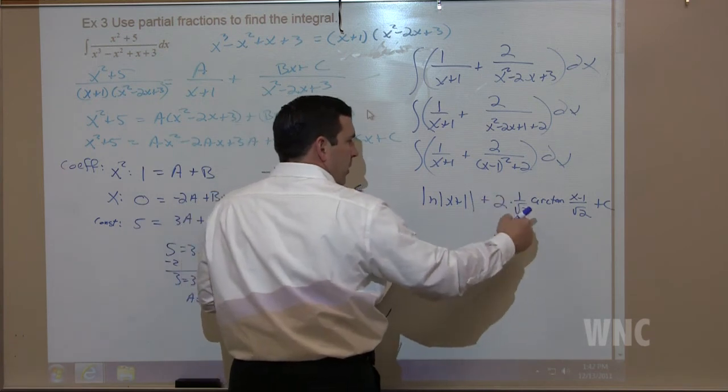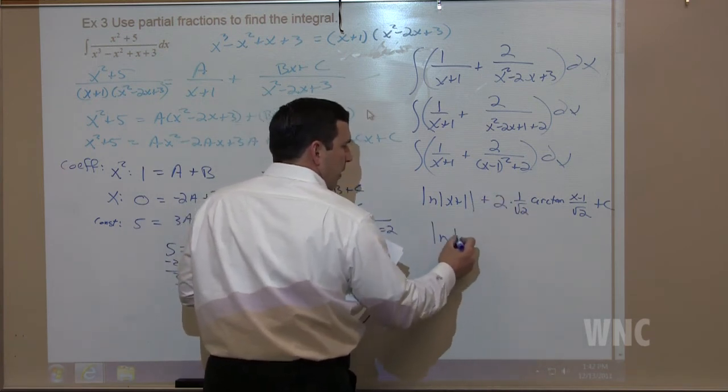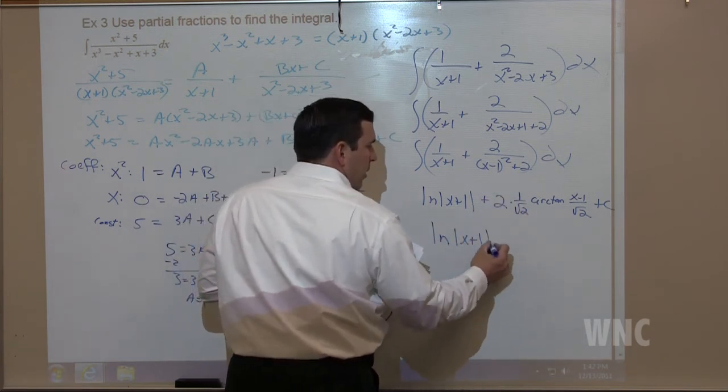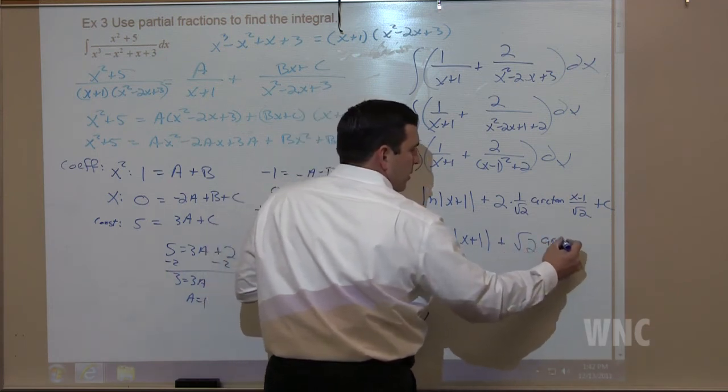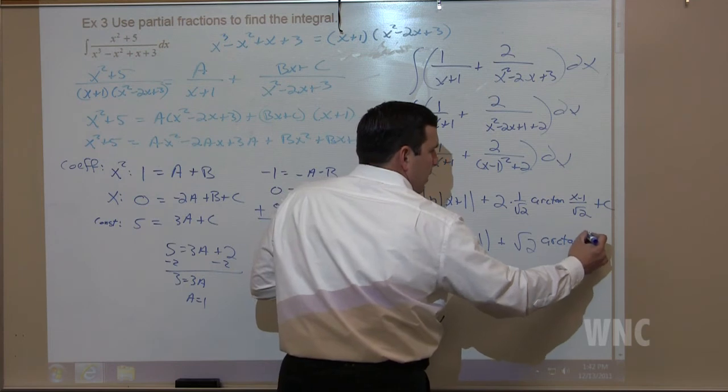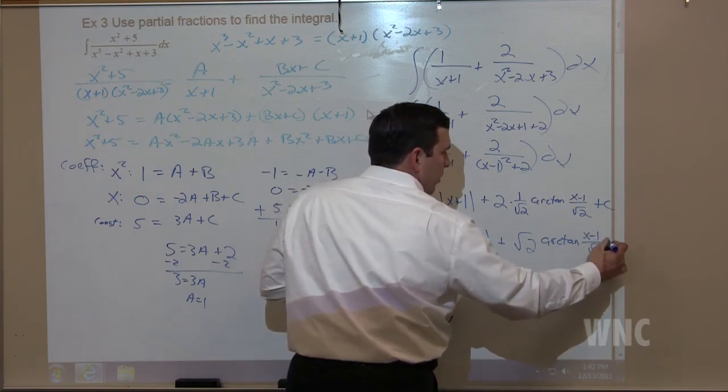So 2 divided by the square root of 2, that's going to be natural log, the absolute value of x plus 1, plus square root of 2, that's how that reduces down, arctangent of x minus 1 over the square root of 2 plus c.